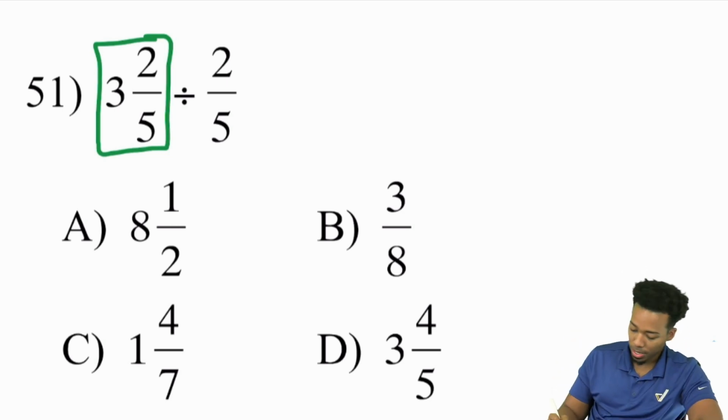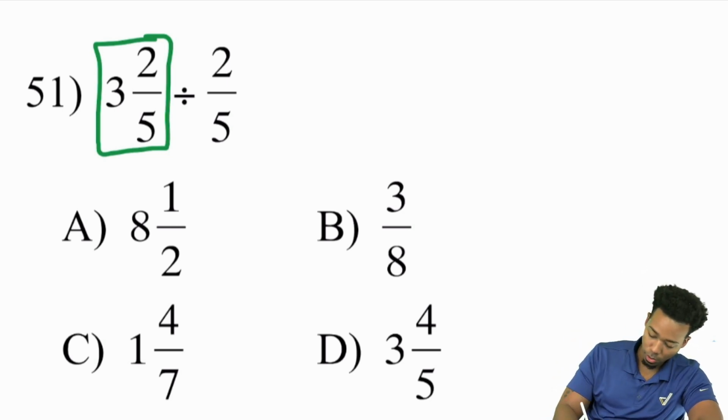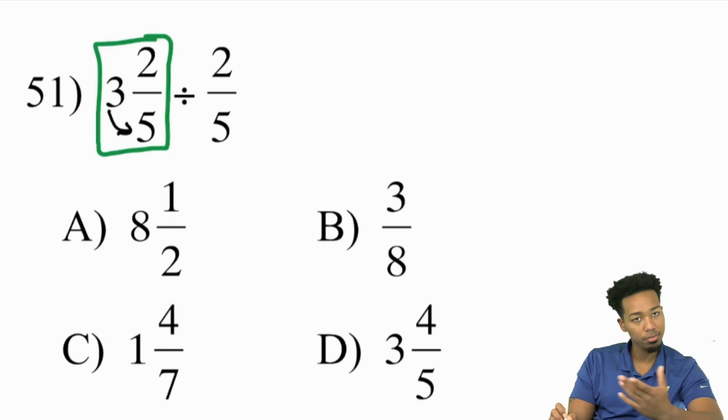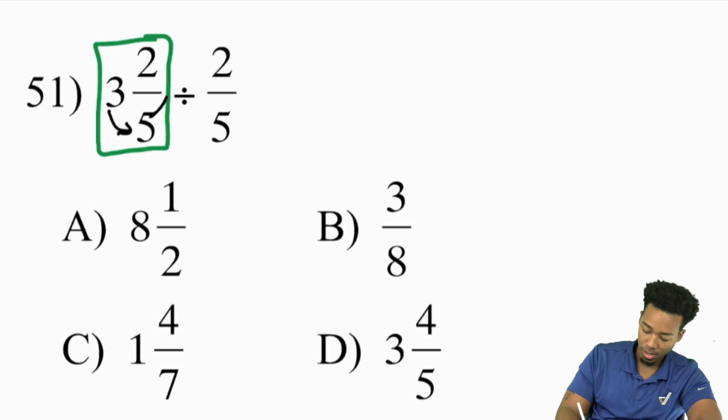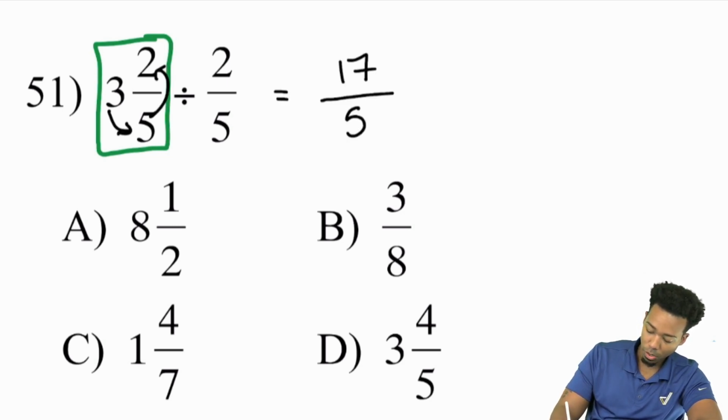So here we go. 3 2/5. How is that going to turn into an improper fraction? Multiply the whole number by the denominator, 15. 3 times 5 is 15. Add it back to the numerator, 17. So we have 17 over 5 right over here. And that's going to be divided by 2/5.